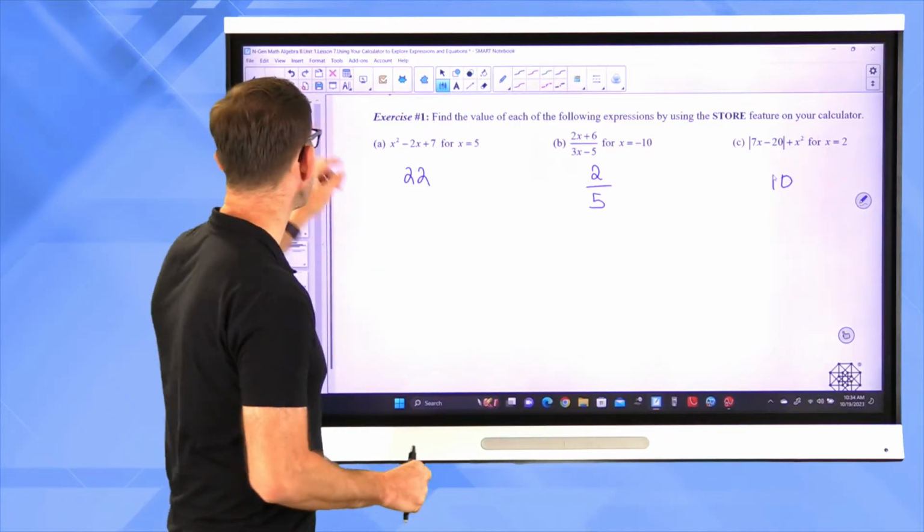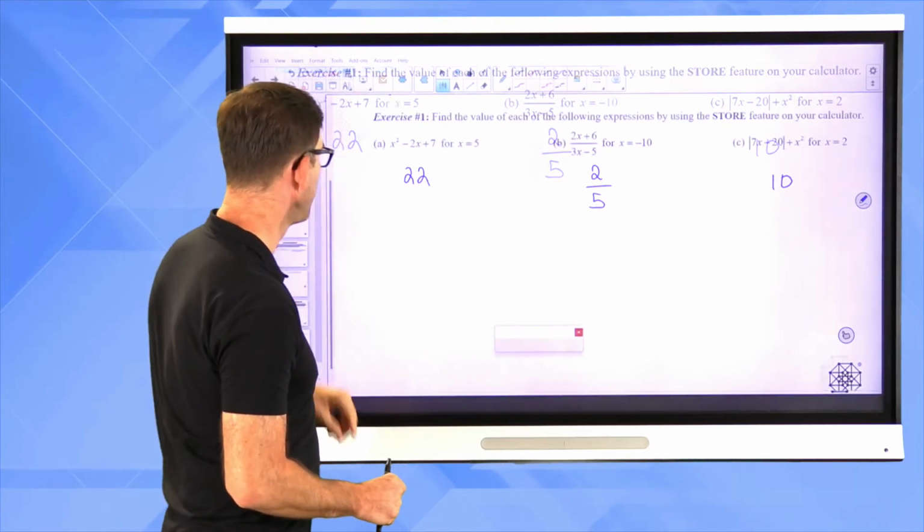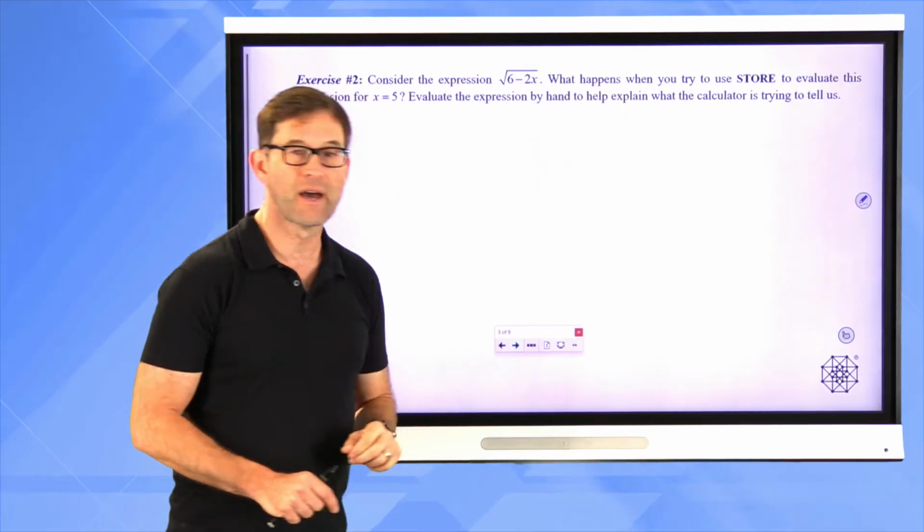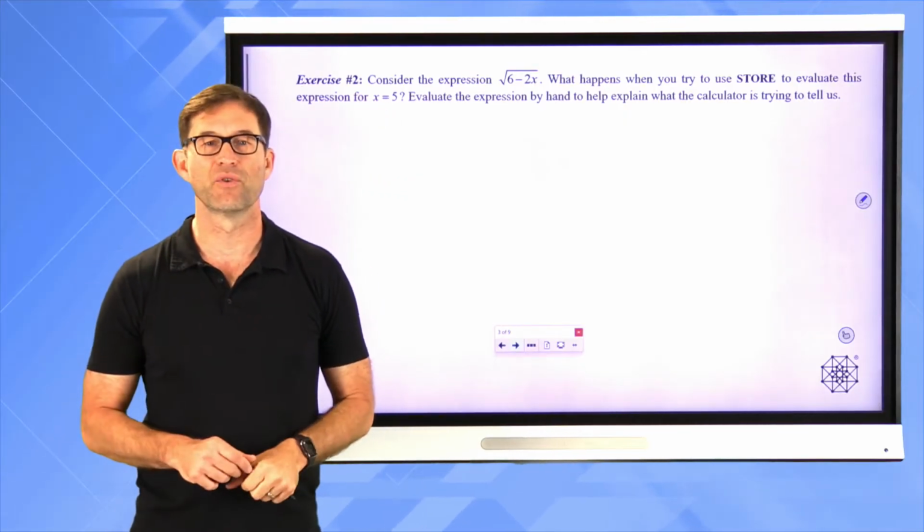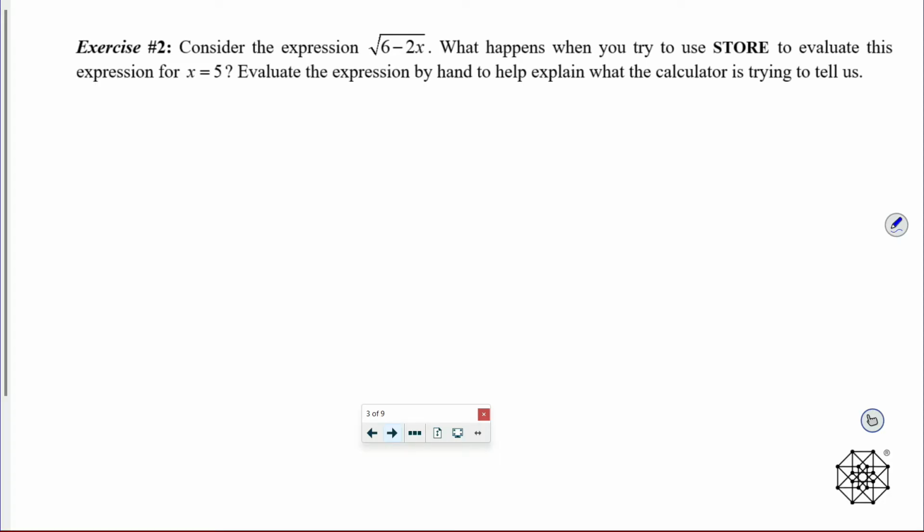All right, let's keep playing around. I'm going to go back into my full screen mode and let's move on. Let's take a look at exercise number 2. Consider the expression the square root of 6 minus 2x. What happens when you try to use store to evaluate this expression for x equals 5? Evaluate the expression by hand to help explain what the calculator is trying to tell us.